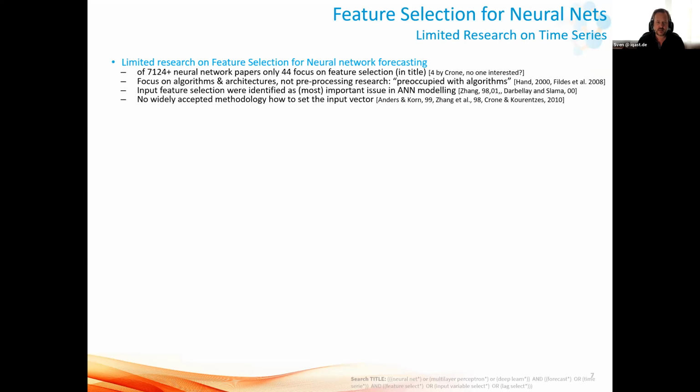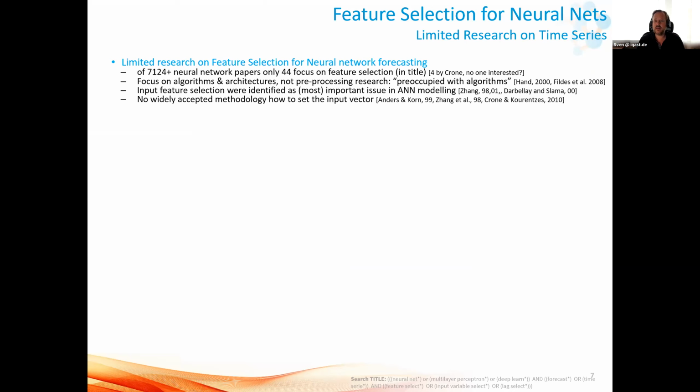So in forecasting, and let me just limit this rather than give you the feature selection for forecasting talk, there's very limited research on feature selection for neural network forecasting. That's what I'm interested in, right? Actually, of the 7,500 neural network papers, 44 look at feature selection explicitly, right? So I think we can say this is under-researched. And that goes in line with what Hand has said, that most of the research is preoccupied with algorithms and architectures, but not pre-processing, and Files found something similar in 2008.